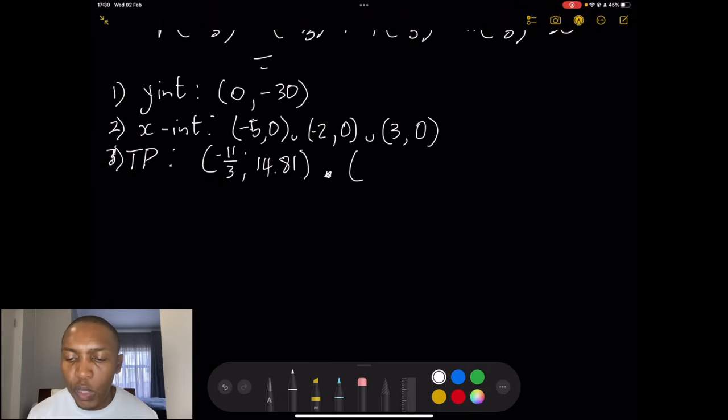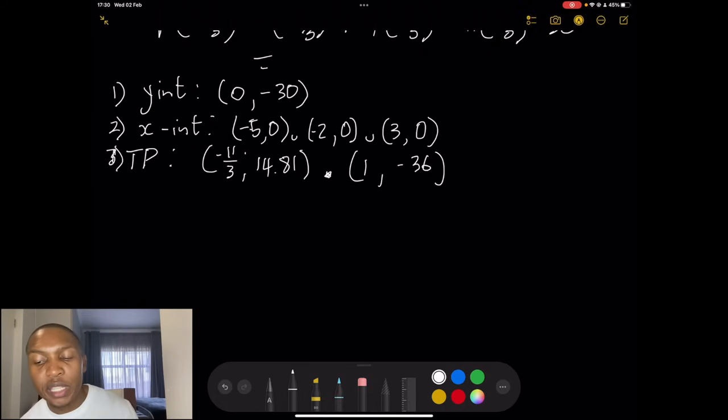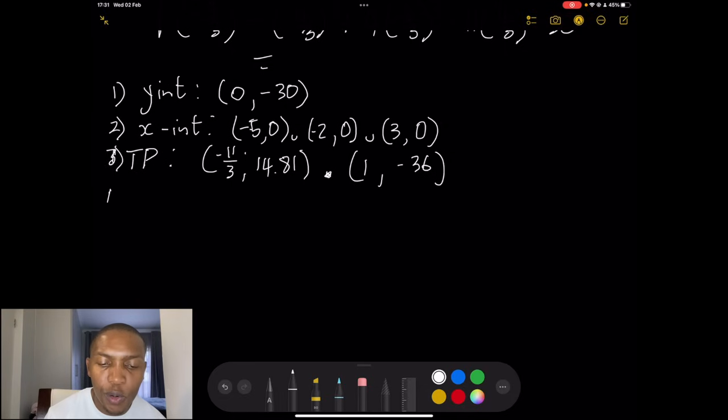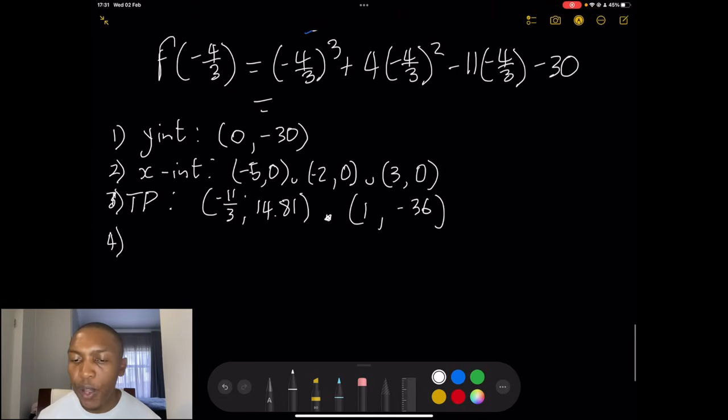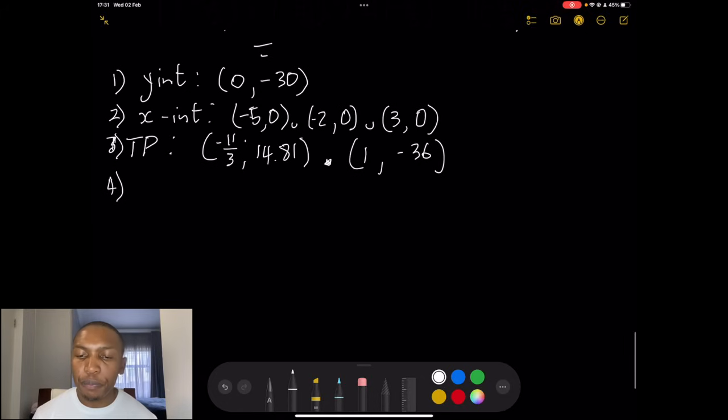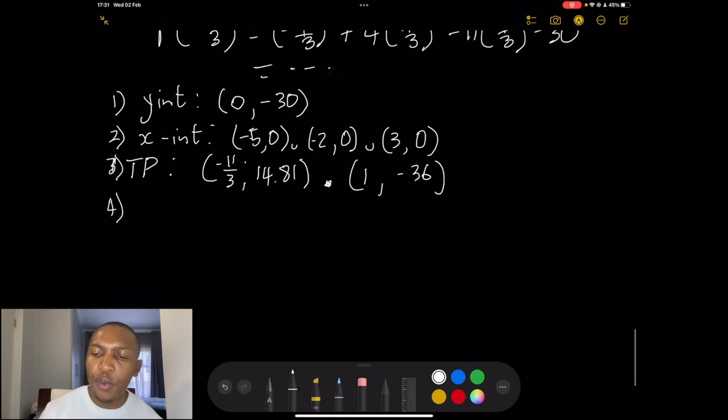So we'd see which one is the maximum and which one is the minimum. Another one was 1 and minus 36. I already suspect that the minus 36 would be our local minimum. And in this case, we said we've got the point of inflection, which we just found. Now, we didn't have the y value. You can work that out on your own.